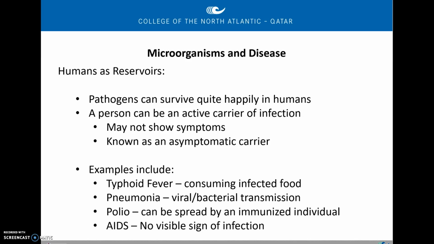Some examples of this include typhoid fever, and there's a story we'll talk about in a couple of seconds about how people transmitted typhoid fever through infected food. Pneumonia, which is at our forefront right now, can be viral or bacterial. Of course, we're worried about the viral version right now with COVID-19. Polio can be spread by an immunized individual. AIDS can be spread by a person. You can have AIDS and have no visible sign of infection, not know that you're sick, and still spread the disease.